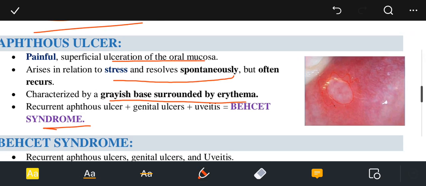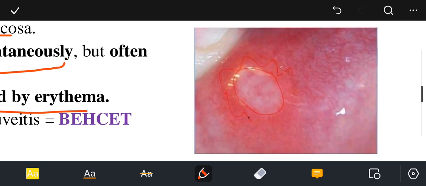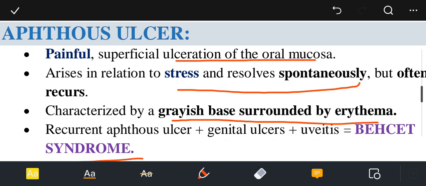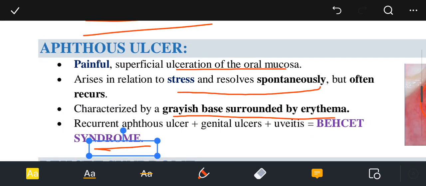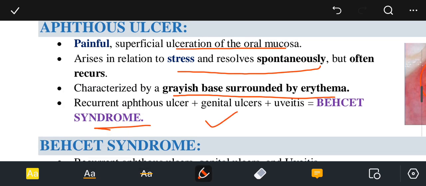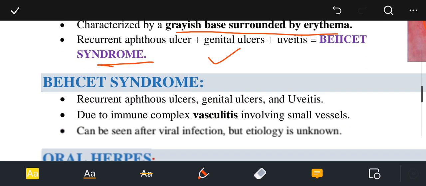First you can see in this picture, this is the ulcer with the greyish base, and surrounding that we have this erythematous area. So they are saying that it is characterized by a greyish base surrounded by erythema. Recurrent aphthous ulcers plus genital ulcer plus uveitis will lead to Behcet syndrome. Okay, the triad of aphthous ulcers in the mouth, genital ulcers, and uveitis is seen in Behcet syndrome.